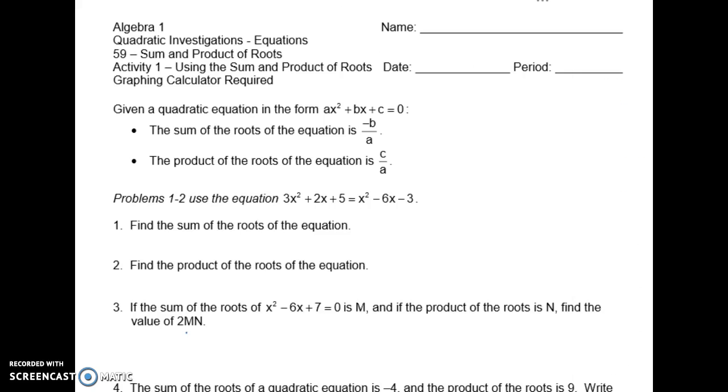So how do we apply this? Well, again, here's our little shortcut formula. Sum of the roots is this. Product of the roots is that.